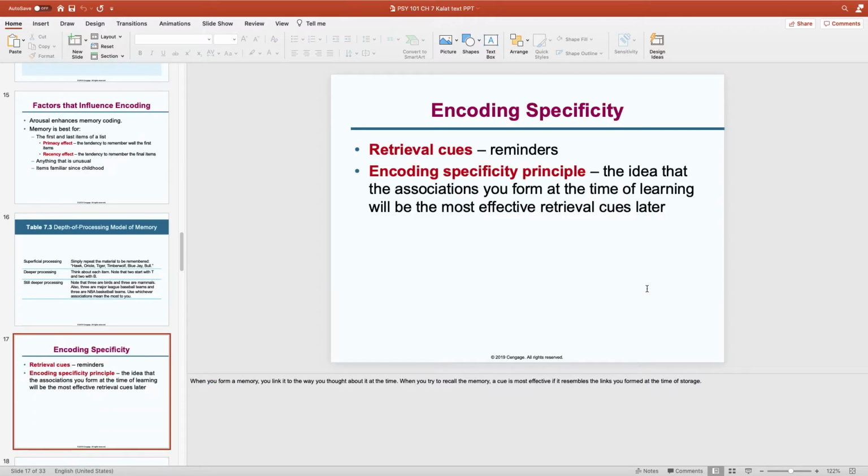Okay, so that's super important. You need to also have what are called retrieval cues that are kind of reminders, all right? And this has to do with the encoding specificity principle, where the idea is that any associations we've formed, like from the prior slide, at the time we're trying to learn something, those will be the most effective kind of cues that we will need to give ourselves later on.